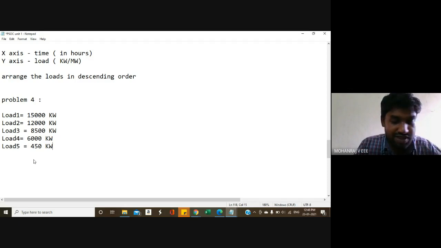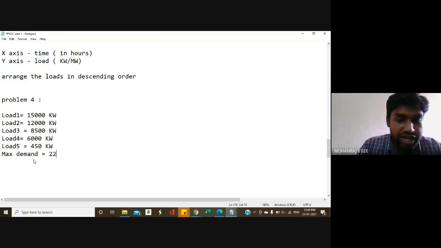They have also given the value of maximum demand. What is the value of maximum demand? Maximum demand is equal to 22,000 kilowatts. Fine, good. Now what have they asked us to find? First, they have asked us to find the number of units supplied or generated.